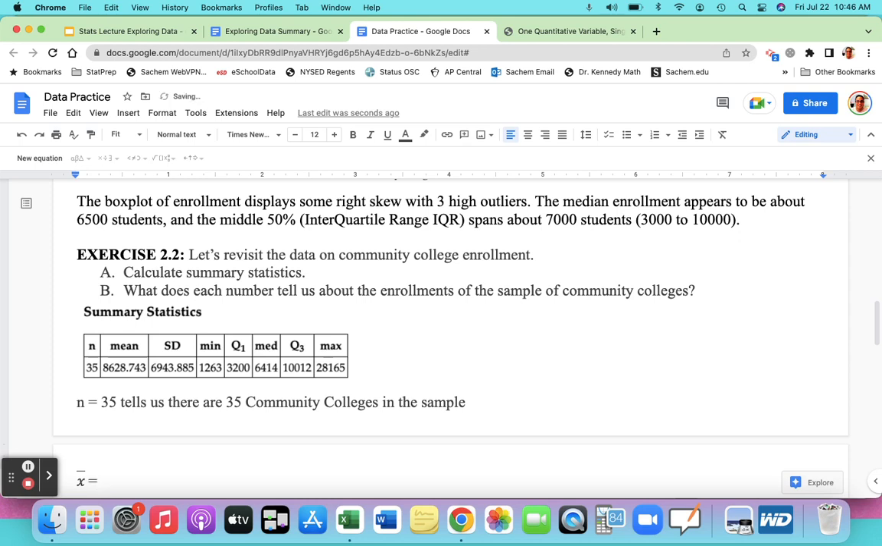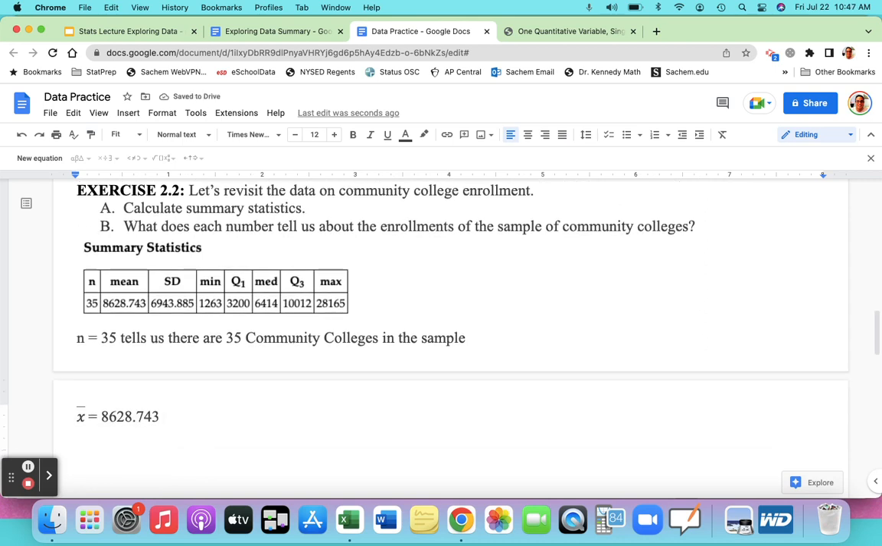x bar equals 8,629. Now, if you're no good with technology and you can't figure out how to get an x bar, you could just write mean equals. Okay, you don't need to use the fancy symbols. x bar equals 8,629 tells us the average enrollment in the sample is about 8,629. I'm going to round up, students.